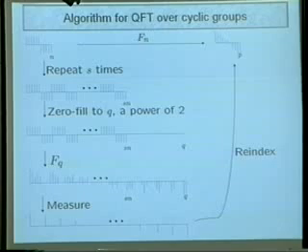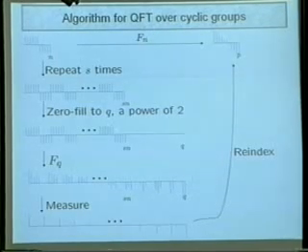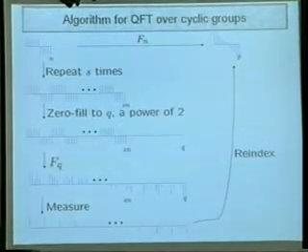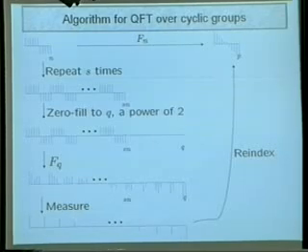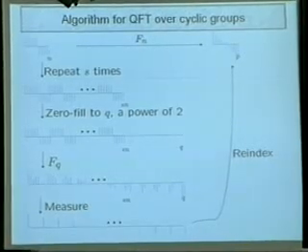Then we zero fill out to a large power of 2. Here you don't do anything, you just consider it in a larger space. Then you compute the Fourier transform over this large power of 2. This is where we use the power of 2 as a subroutine.